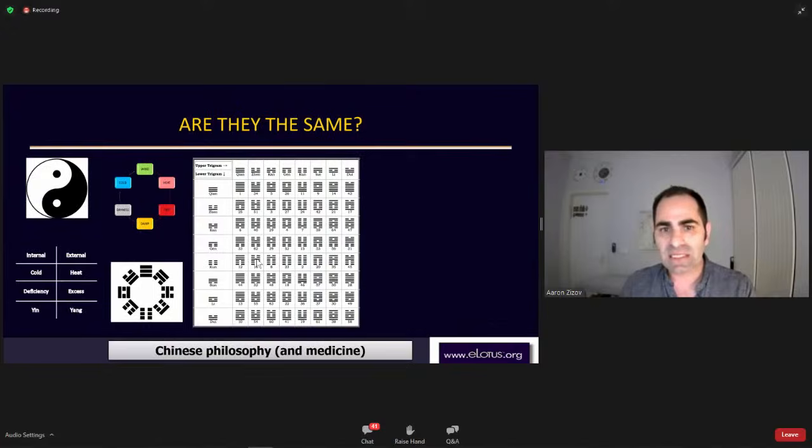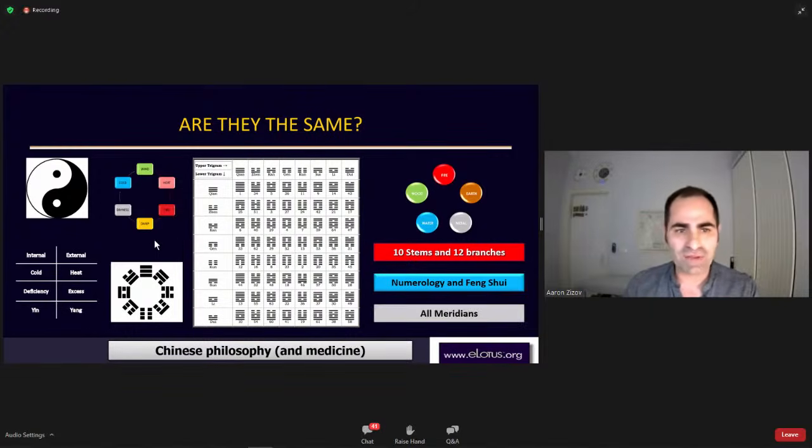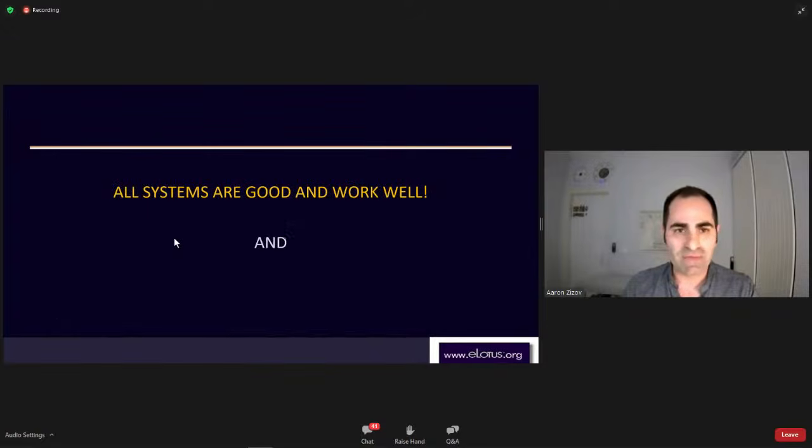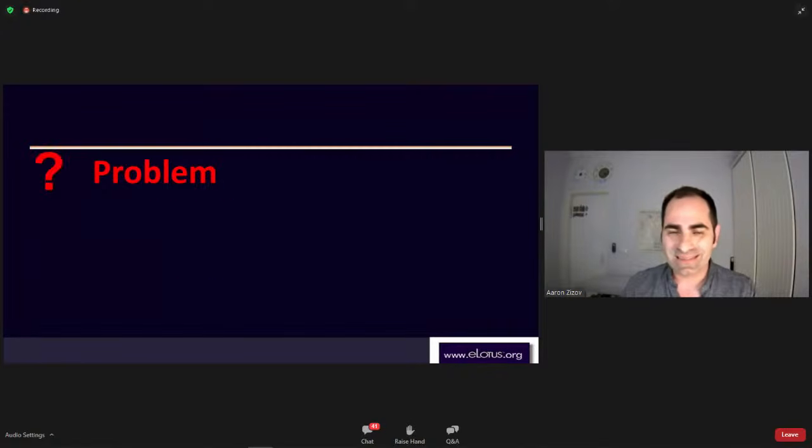So all the systems are basically 5 elements, 6 climates, stems, branches, numerology, feng shui, trigrams, hexagrams, 8 principles, yin and yang. They are all the same idea, based on the same philosophies. They're all good, they work well, and we want to understand how to get a solution for a problem that the patient comes to us with.